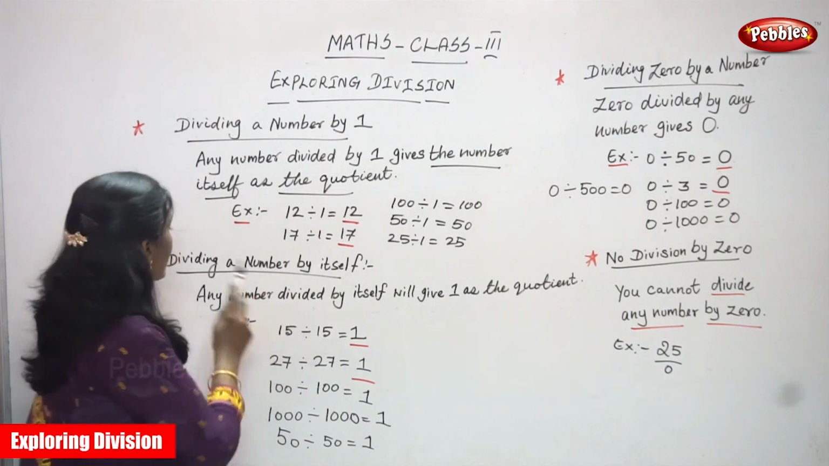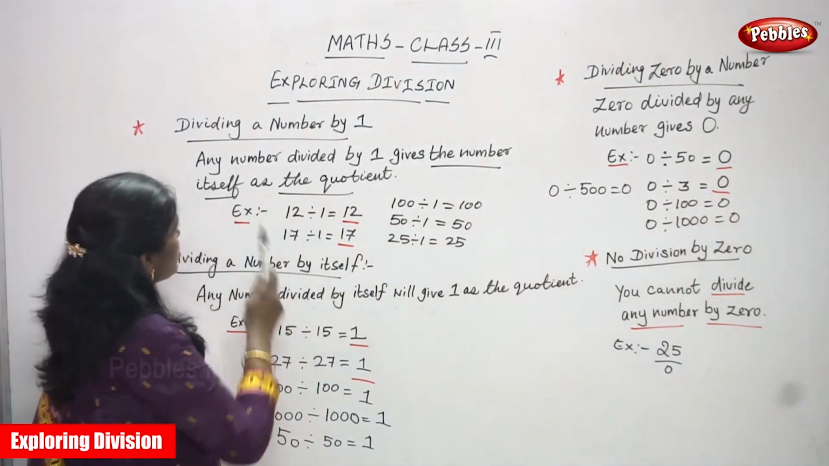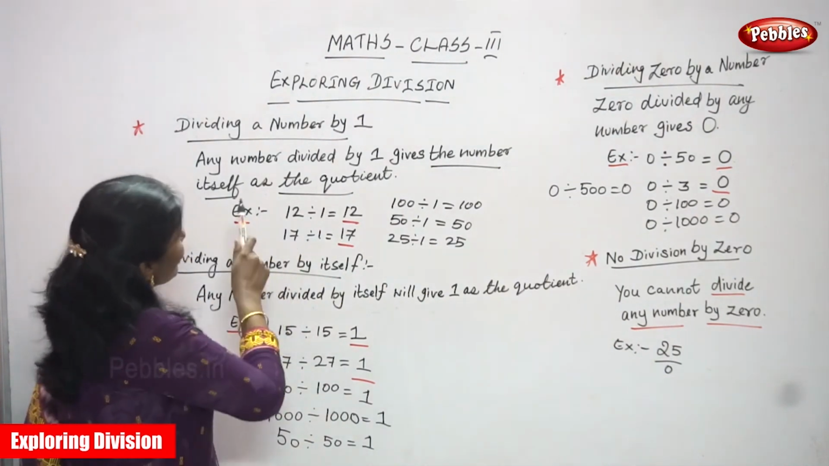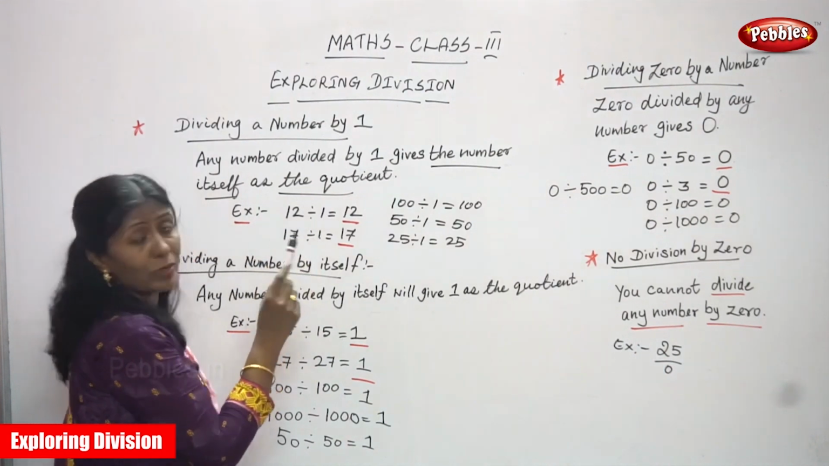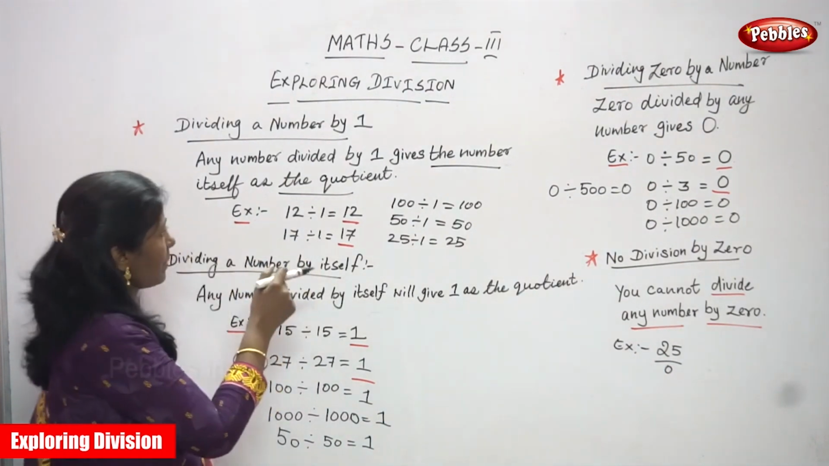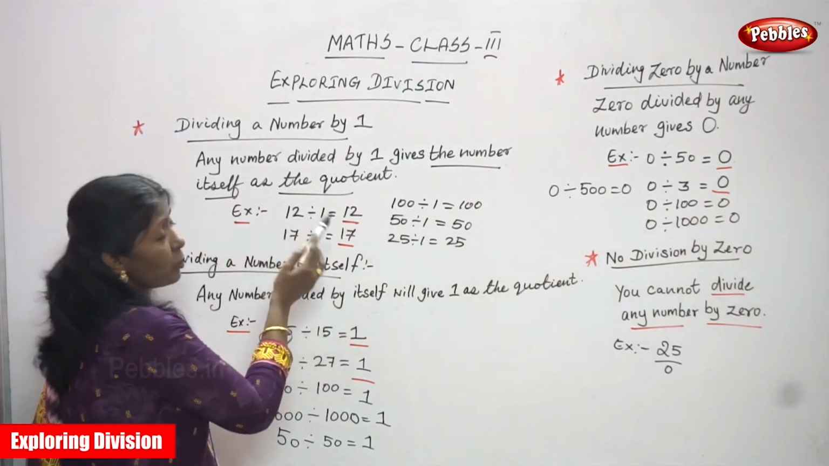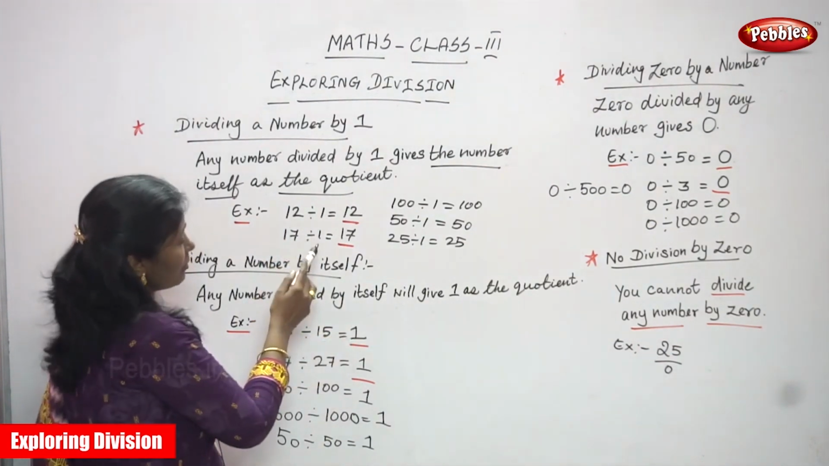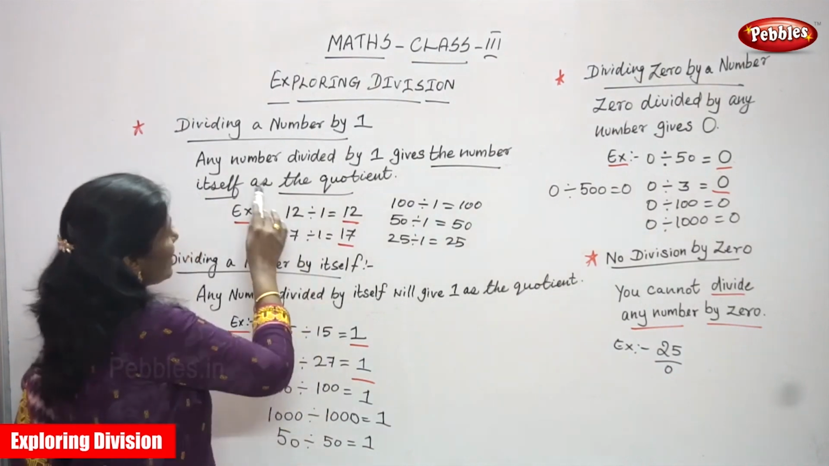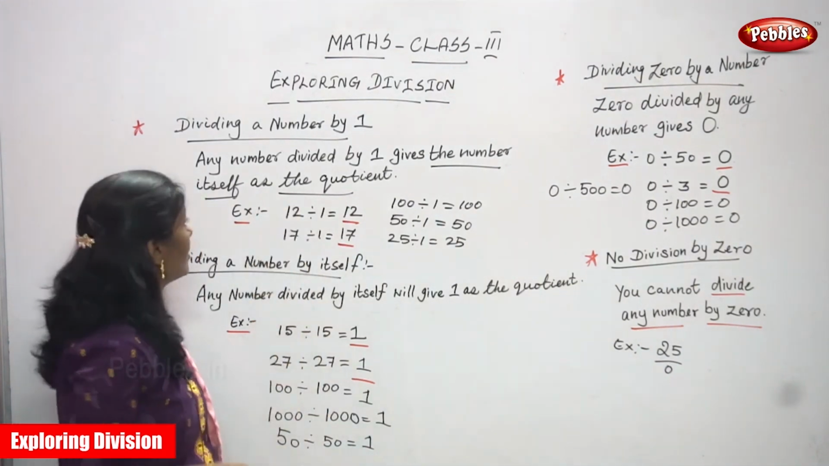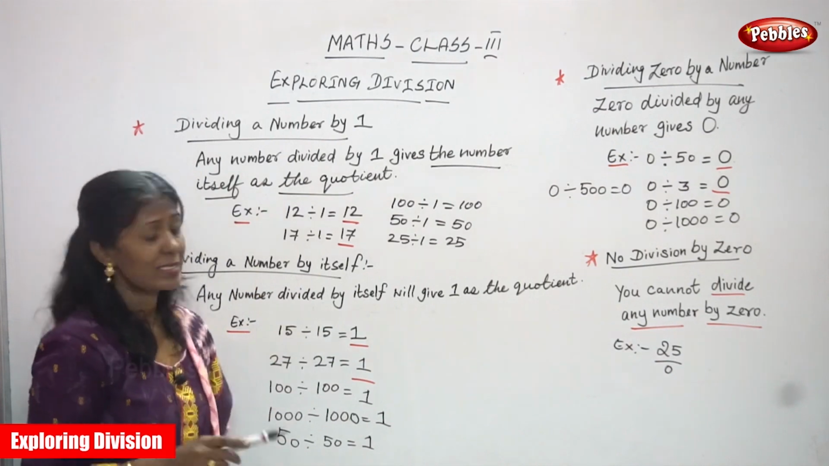Dividing a number by 1, dividing a number by itself. Dividing any number by 1, you can get the same number. You can get the number itself as a quotient. So 12 divided by 1, you can get 12. 17 divided by 1, you can get 17. Any number divided by 1 gives the number itself as a quotient.